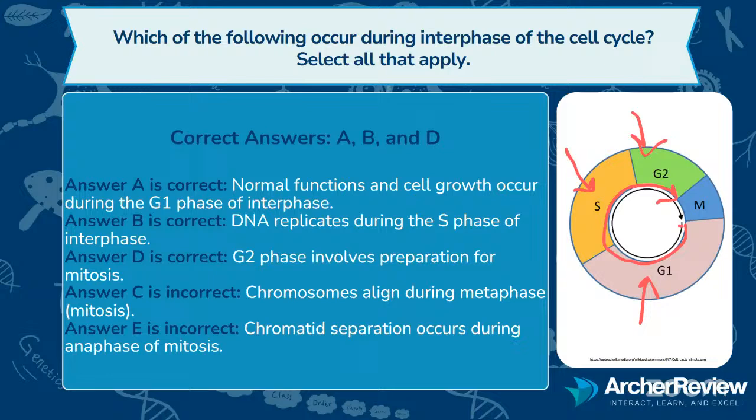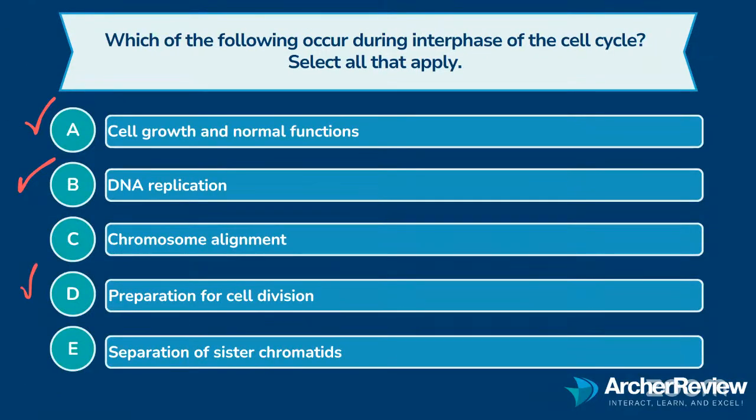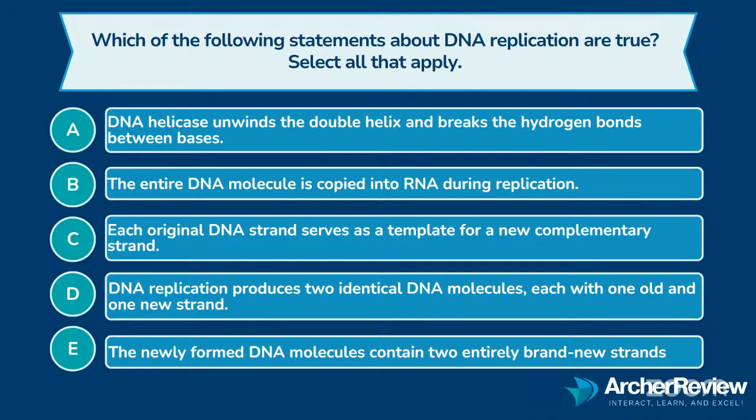Okay. All right. So let's take a look at our incorrect answers, well, two of them. C was chromosome alignment. So chromosome alignment is in one of the phases of mitosis. And then separation of sister chromatids, another phase of mitosis, but not events that occur during interphase. Okay. All right, let's take a look at our next question. Which of the following statements about DNA replication are true? Select all that apply.